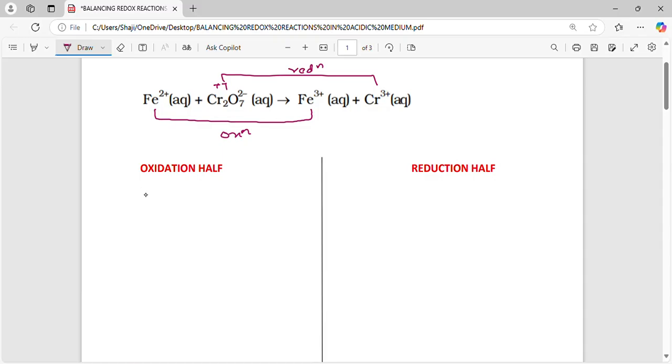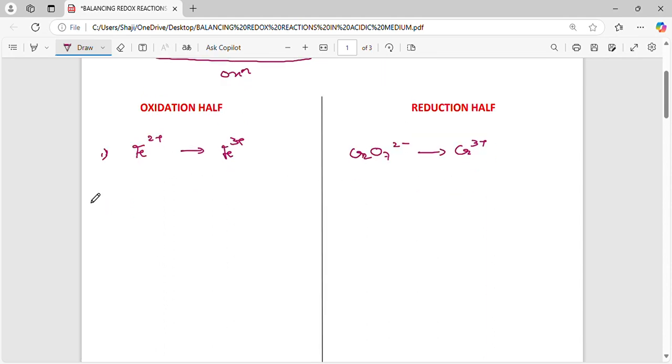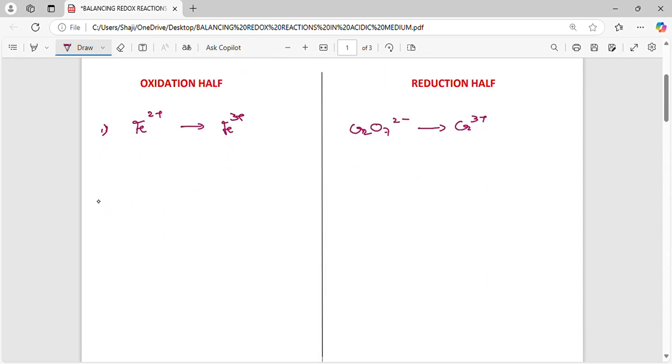Now let's write the oxidation half and reduction half separately, which is step number 1. The oxidation half is Fe2+ gives Fe3+, but the reduction half is Cr2O7 2- gives Cr3+. So we separate it. Now in the second step, we have to balance all the atoms except oxygen and hydrogen. In the oxidation half there is no oxygen and hydrogen, so we don't need to do anything.